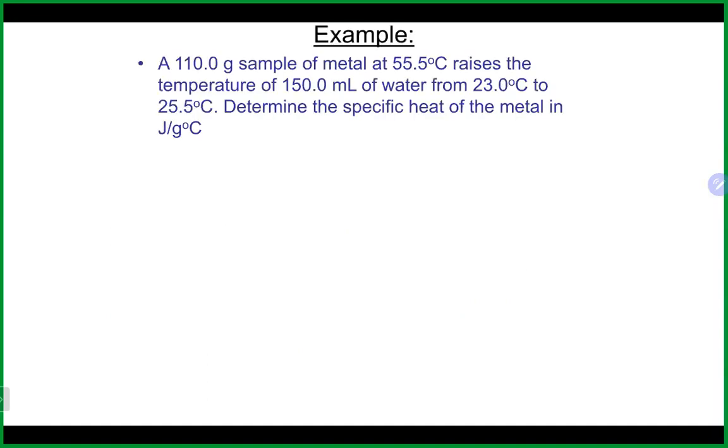So why don't you try it? Here we're going to take a 110 gram sample of a metal at 55.5 degrees Celsius. We're going to put it into 150 milliliters of water at 23 degrees Celsius. It goes to 25.5. What is the specific heat capacity of the metal? The information you should know as well: the density of water is 1 gram per milliliter. So that might be helpful here as well.